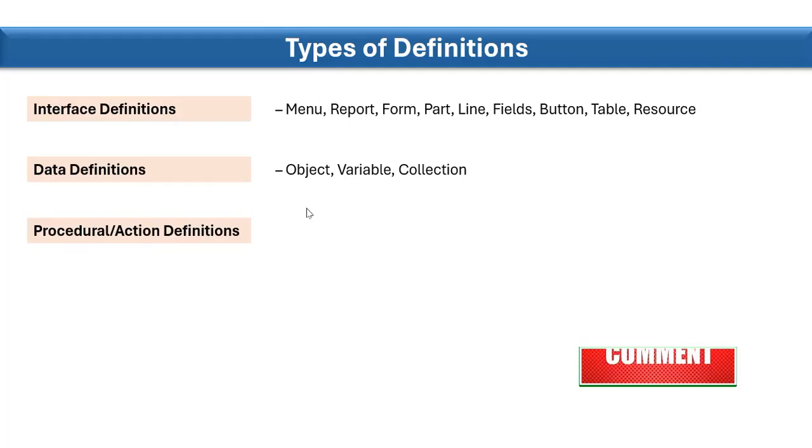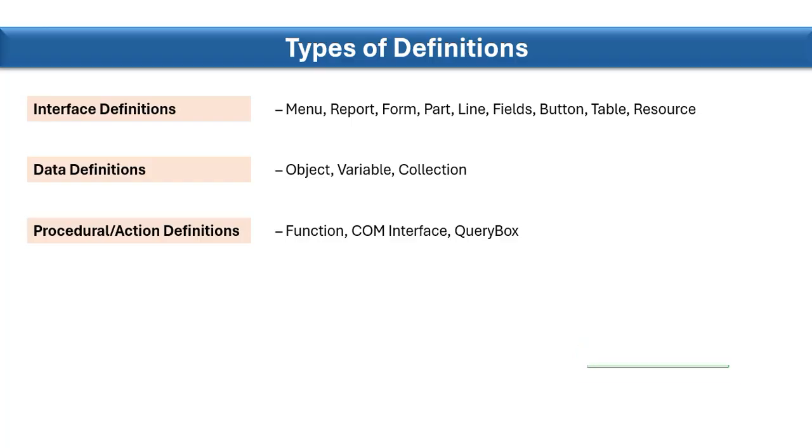Third definition is procedural action definition. It has functions, COM interface for communication purposes, query boxes. Fourth is a formatting definition. It has border, style, color. So whenever we write a particular definition and its syntaxes, attributes, we have to see what kind of standard colors, styles, or borders we can put in our code whenever we support any client.